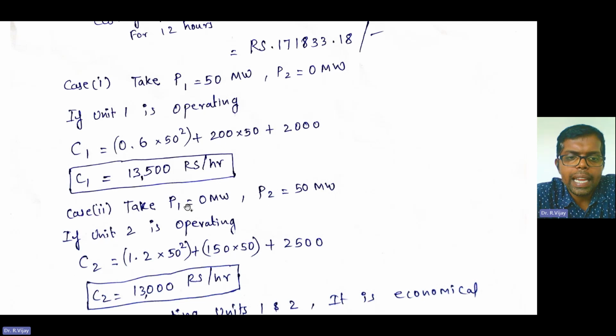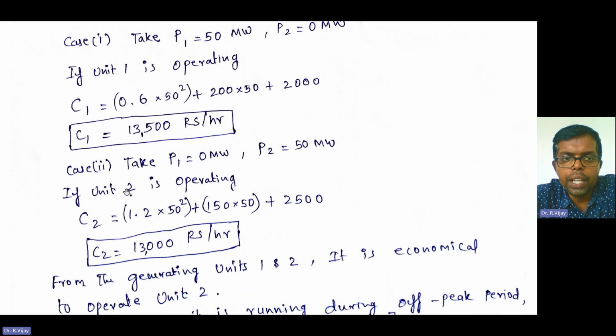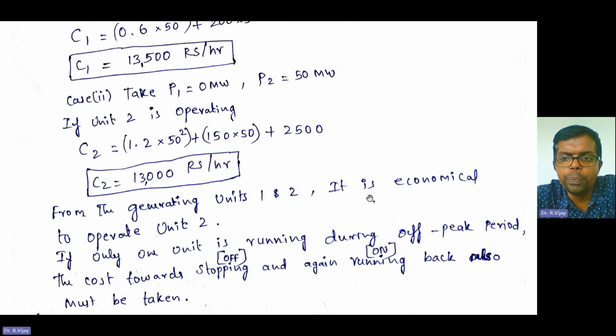Next, case number 2. Take P1 equal to 0 megawatt and P2 equal to 50 megawatt. If unit 2 is alone operating, then we substitute P2 equal to 50 megawatt in C2, cost function 2: 1.2 into 50 square plus 150 into 50 plus 2,500. So we calculate C2 as 13,000 rupees per hour. Of generating units 1 and 2, it is economical to operate unit 2 alone, because its cost is less compared to the 13,500 of unit 1. This is 13,000 alone.